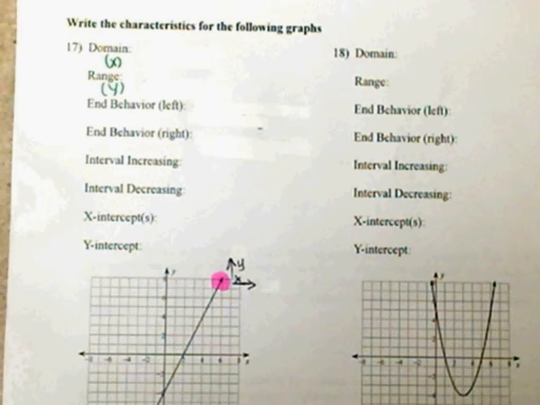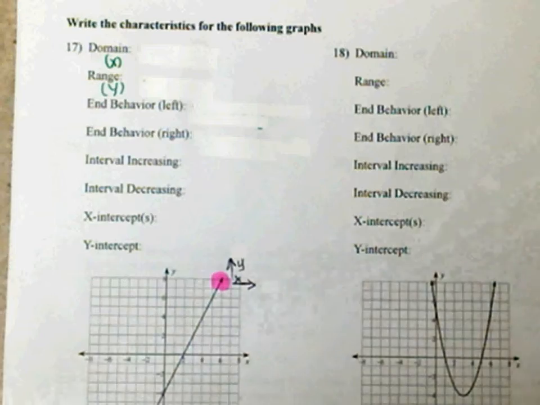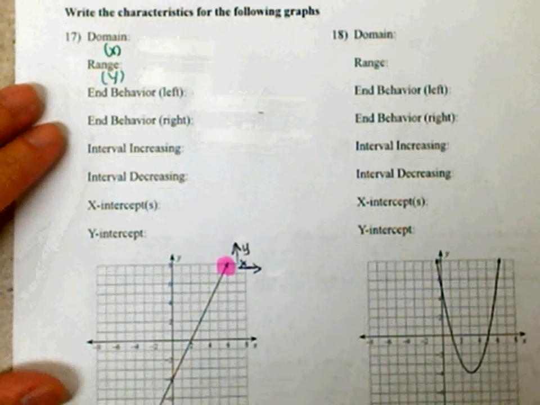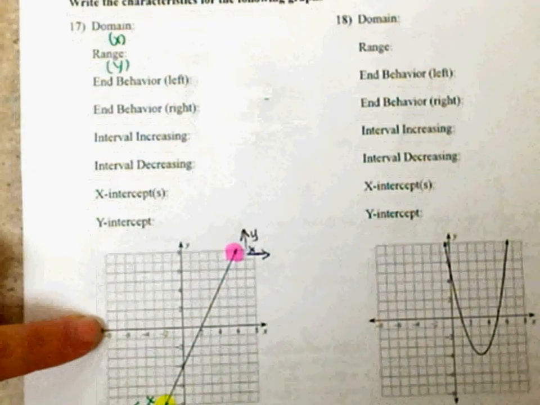Semester test review number 17 through 20. We are looking at the characteristics of the following graph. Number 17, we're looking at a graph of a line, which is linear.